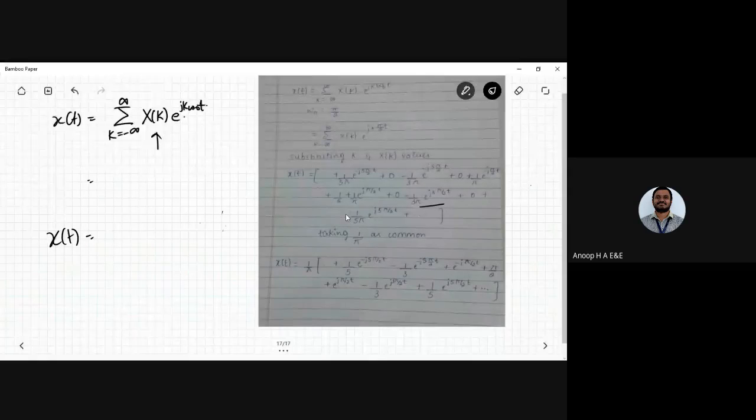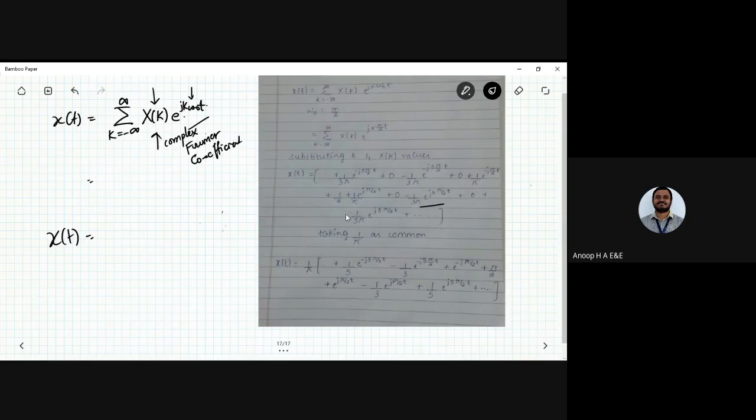Okay, so we have x of t, that would be equal to sigma k equals minus infinity to plus infinity. Can anyone tell me what is x of k? It's the complex Fourier coefficients. So x of k is the complex Fourier coefficients there, right? Now you have the exponential in which it is given, that is e power j into k into omega naught into t, right?